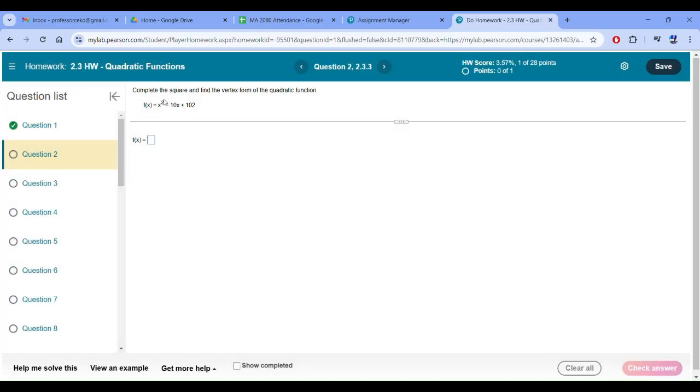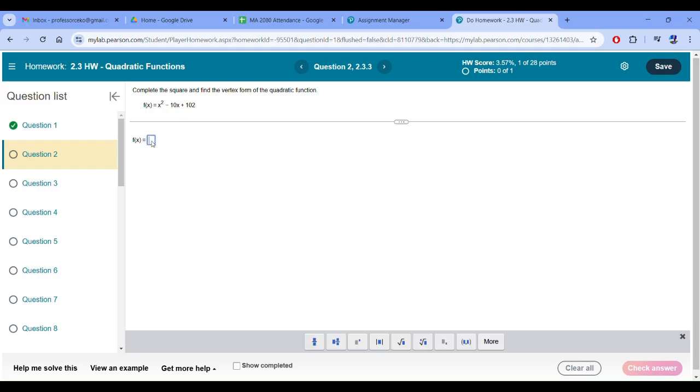Okay. So here, same exact thing, completing the square to find the vertex form of the quadratic equation. With this one, I'm going to want this to be 100. So if I break this up into 102, what that gives me on the inside is 10. No, I want that divided by 2, which is 5. That's 25. So 25 and 77.